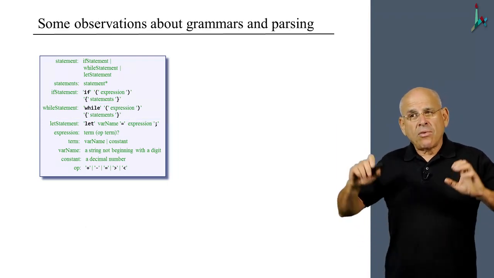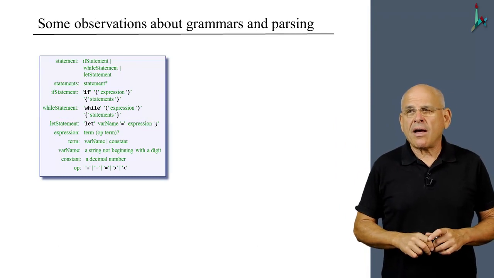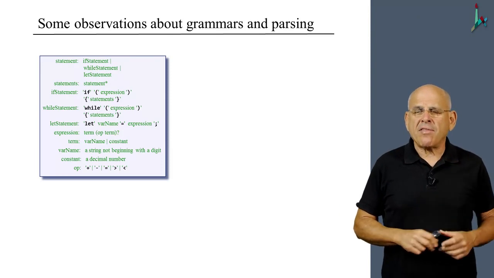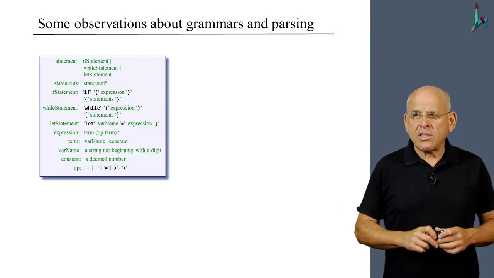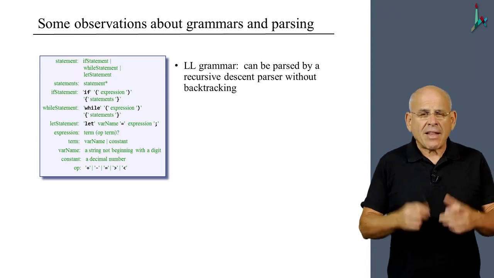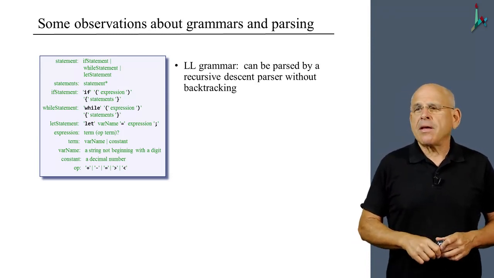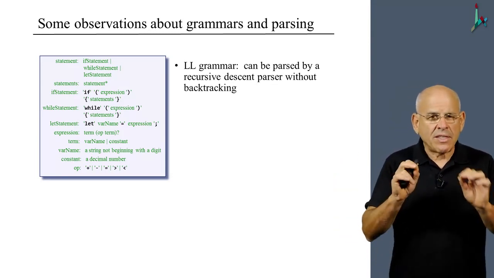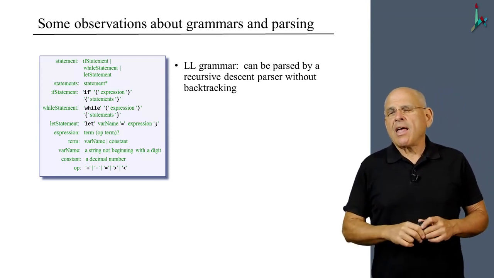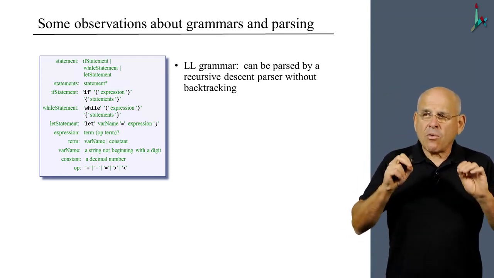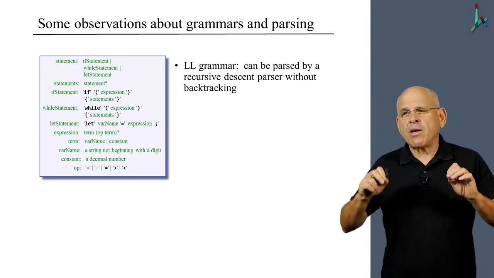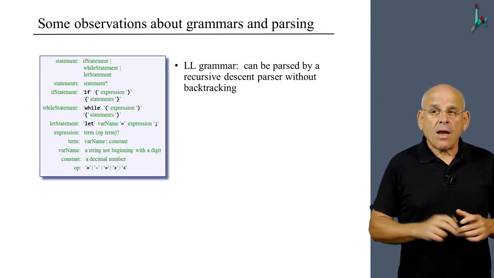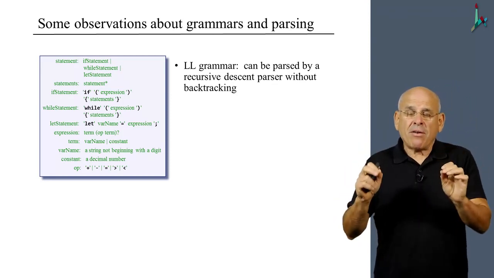Now, I'd like to end this unit with some theoretical remarks about the character of these grammars that we are using all the time. And first of all, I'd like to introduce the notion of an LL grammar. Now, quite frankly, I'm not sure what LL stands for, but I'm quite sure that one of these L's stands for leftmost. And an LL grammar is a grammar that can be parsed by a recursive descent parsing algorithm, without backtracking.